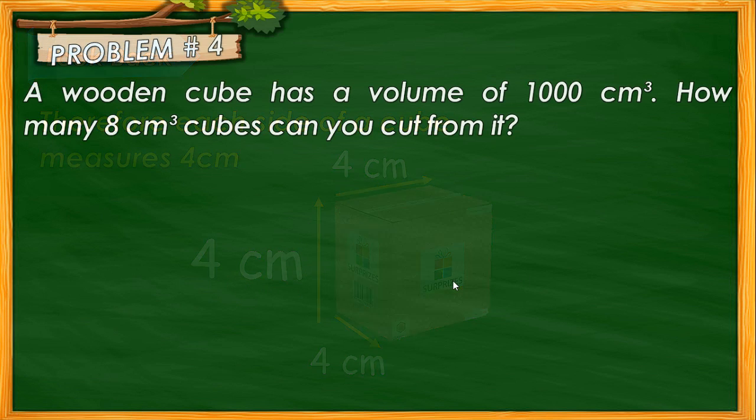So I hope you already know how to find the volume of that problem, or the side of the cube. So now, a wooden cube, so this would be a cube again, has a volume of 1000 cubic centimeters.